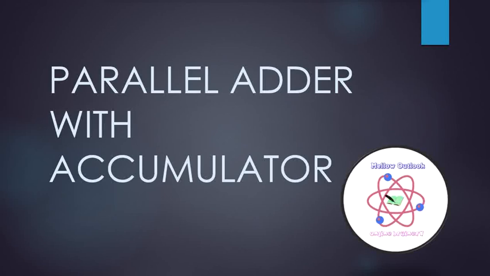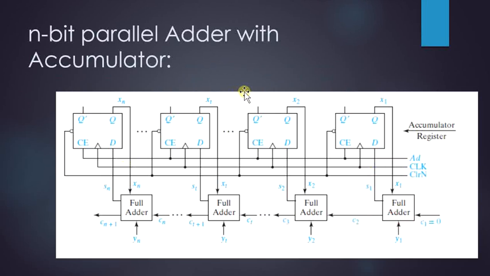In computer circuits, it is frequently desirable to store one number in a register of flip-flops called an accumulator and add a second number to it, leaving the result stored in the accumulator. One way to build a parallel adder with an accumulator is to add a register to the adder, resulting in the circuit that has been shown here. So this is the circuit of an n-bit parallel adder with accumulator.